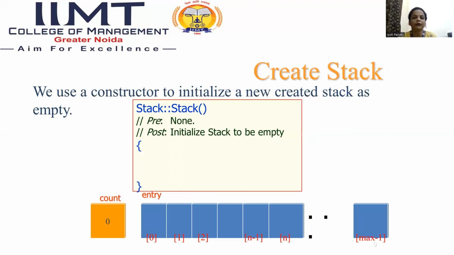So how can we create a stack? As you can see here, we use a constructor to initialize a newly created stack as empty. As you can see in this picture, there is a stack, and we have created a constructor with the same name as the stack. Here are the entries, index number 0, index number 1, index number 2, and at the last maximum length - 1, because length starts from 0.